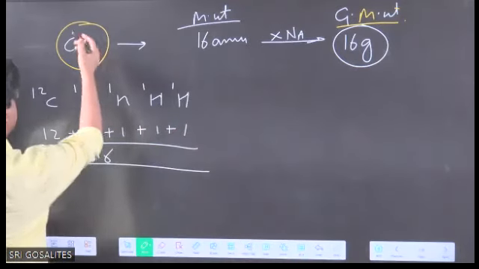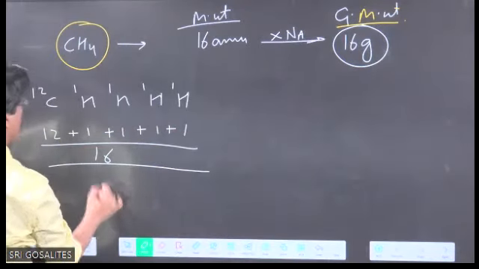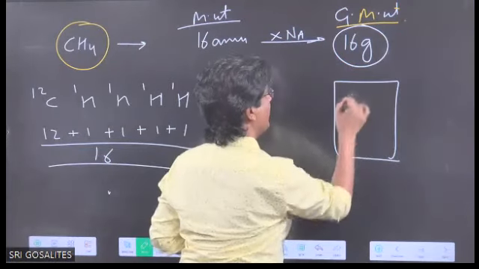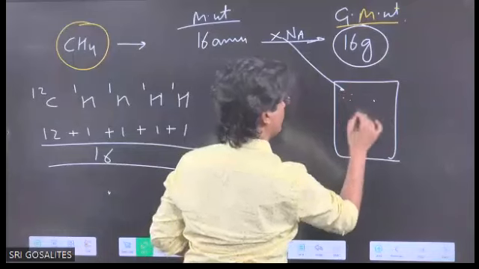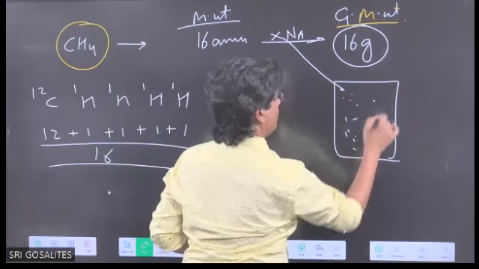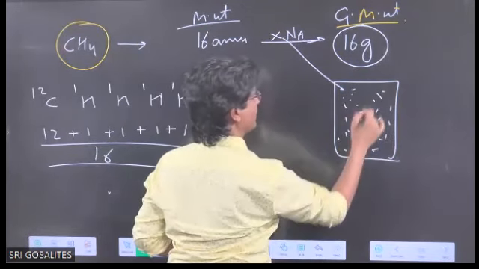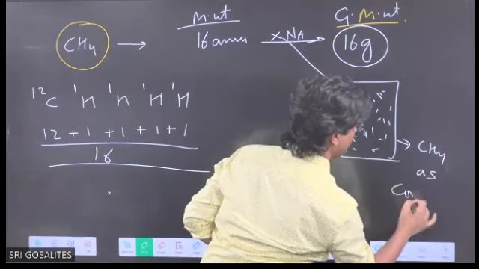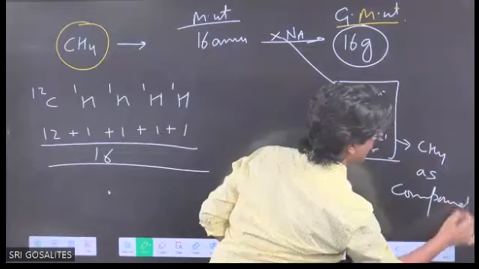So suppose this is just 1 molecule of CH4, but if you take a container, a jar, and you take Avogadro number of molecules out here, that will be called CH4 as a compound. CH4 as compound. Yes or no? Are you getting it?